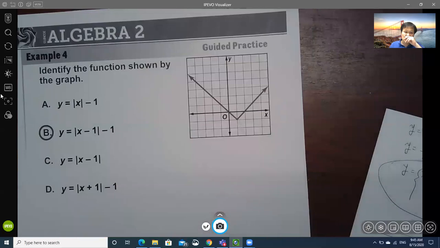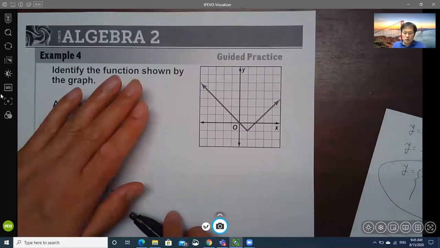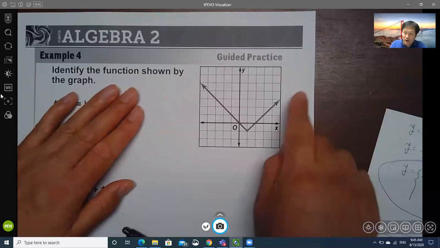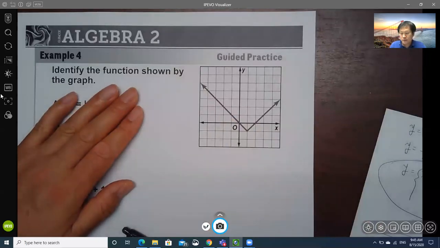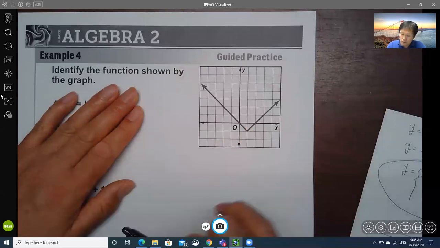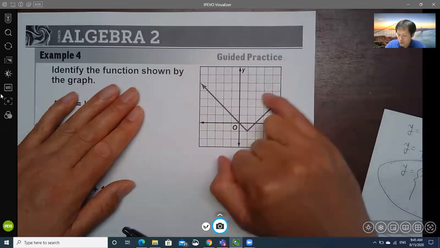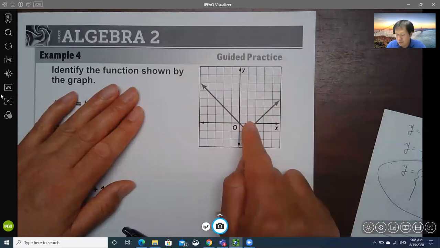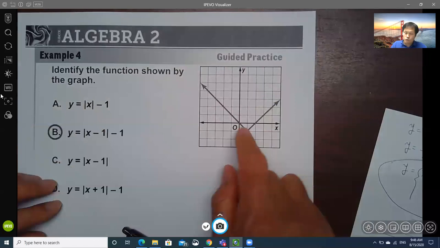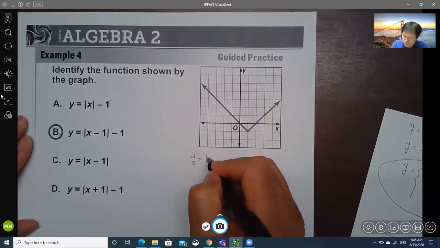Okay, you should try this. So we gave you a graph, and you're trying to figure out what the equation is. Well, as you already know, the V shape starts from right here. So if you look, we went to the right by 1, down by 1. Right by 1, down by 1. So y equal to absolute value of x.